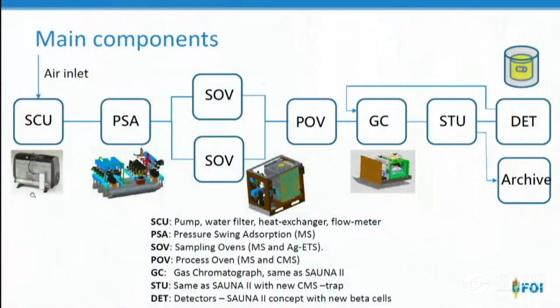Now let's look at the system a little bit more closely. These are the main components. We have a pump, which is now also a piston pump, as we heard from the previous speaker, with a 4-fold capacity in airflow at least. We have introduced a new component, the pressure swing absorption unit, and that is a really important improvement of this system. Then downstream of that, we still have the same configuration with 2 sampling ovens in parallel, a process oven, a gas chromatograph, and a detector and archive.